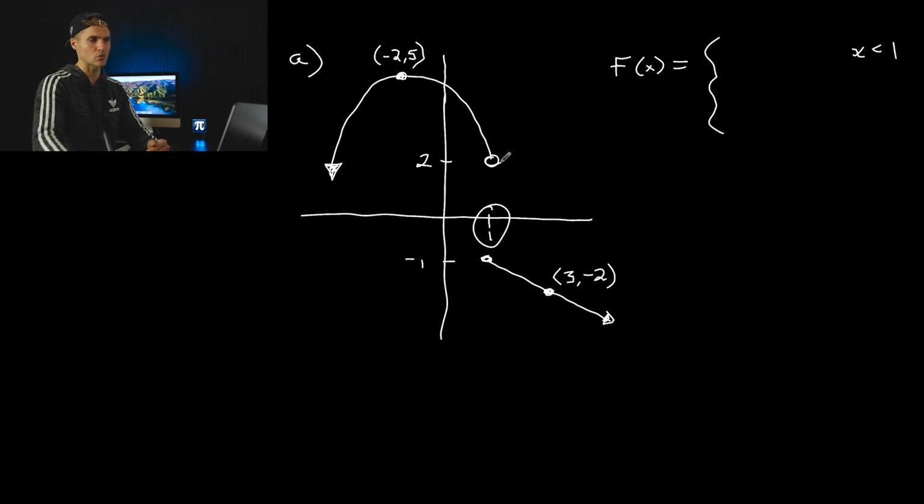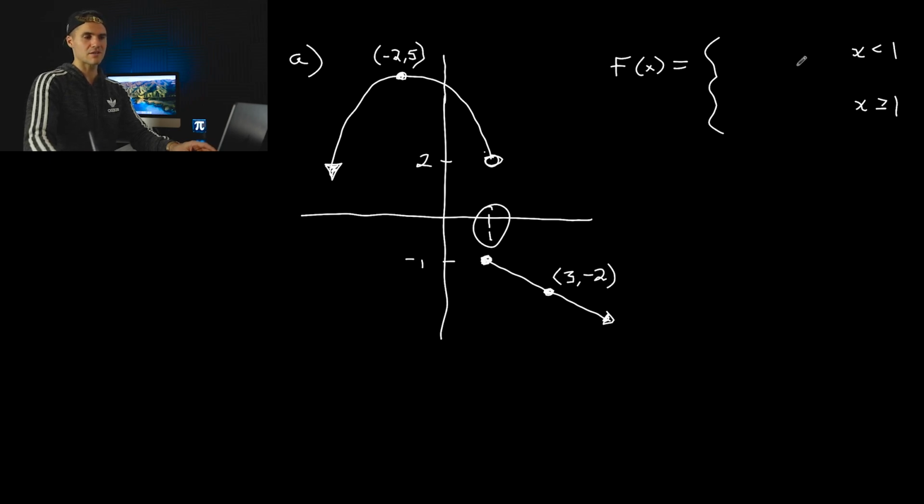Now why is it less than 1? Because it's a hole right here, right? So it's not including that 1. This quadratic here, it's not going to include the 1. So it's just x is less than 1. It's going to be defined by this quadratic. And then when x is greater than or equal to 1, it's going to be defined by this line right here, right? Because there's a solid dot. It's including that 1, right?